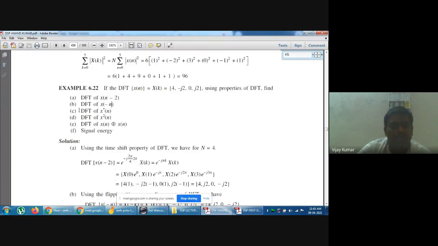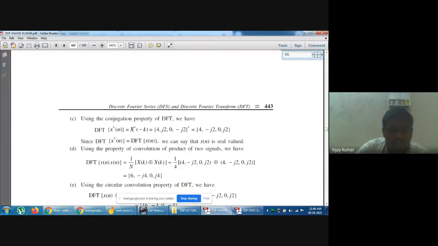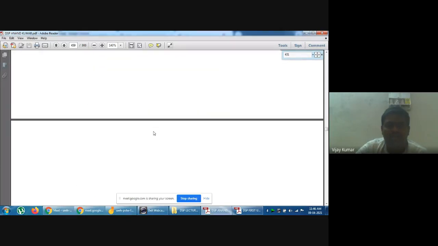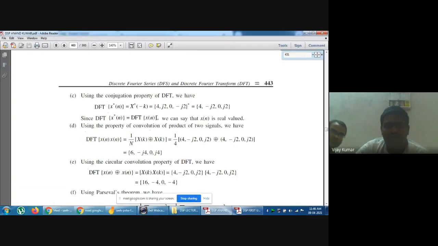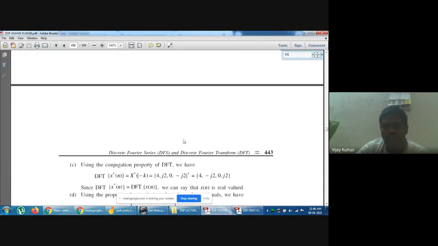Next problem, DFT of x star of n. DFT of x star of n means we need to apply the conjugate property. If the DFT of x of n is X of k, then for x star of n it is X star of minus k. So the DFT of x star of n is X star of minus k. Already we computed X star of k, or X of minus k. For that again you need to apply the conjugate. So 4, minus 2j, 0, 2j. Here we already calculated X star. Now X star of minus k means again you need to apply conjugate: 4, minus 2j, 0, plus 2j.